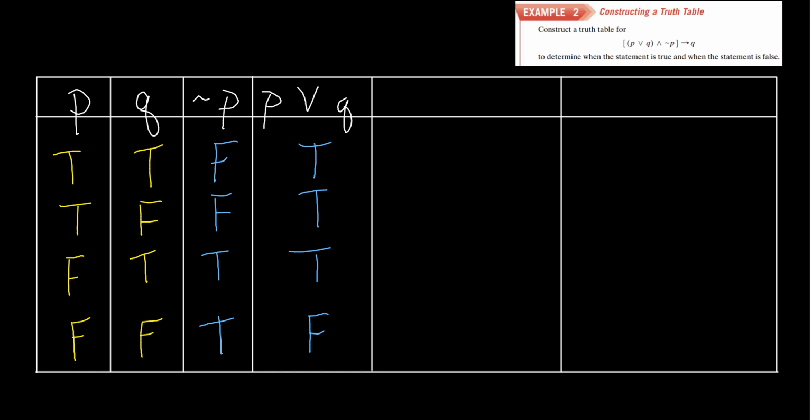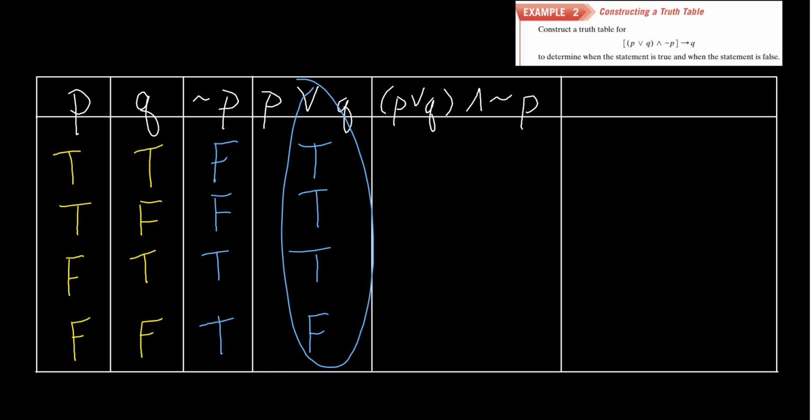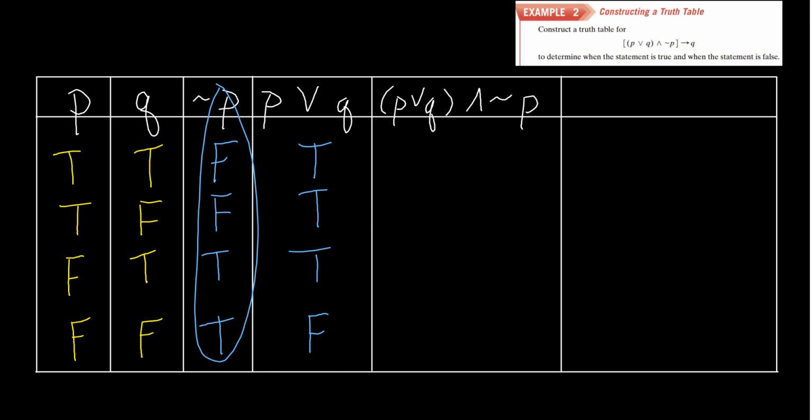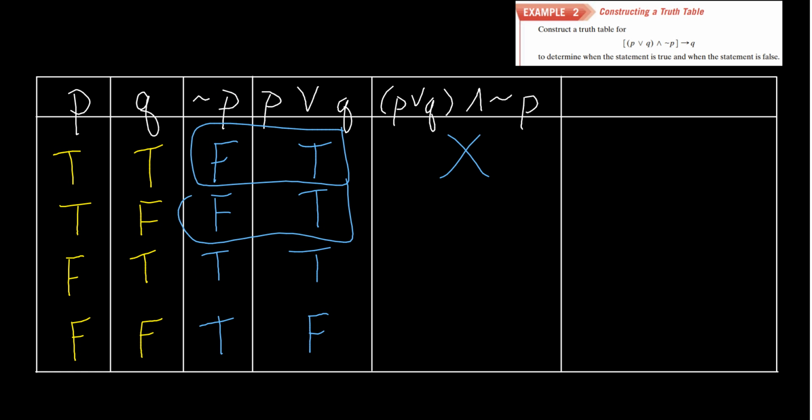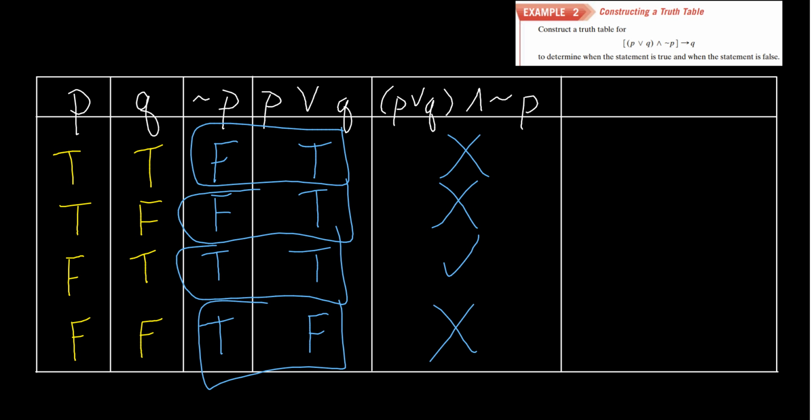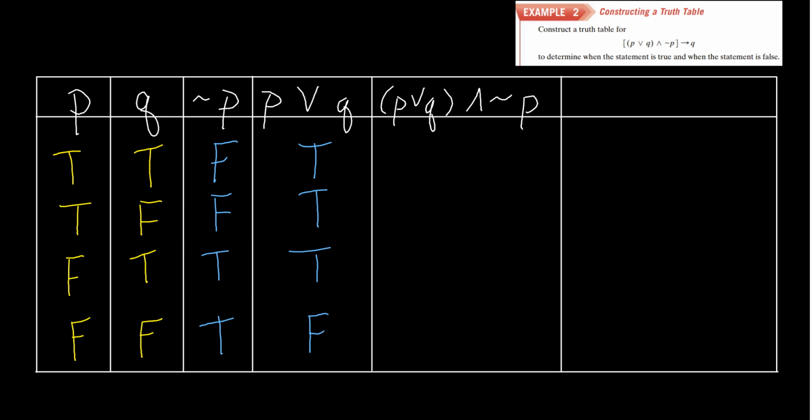And then let's do the P or Q and not P. So if you recall, for P or Q and not P, we're going to look at this column for the P or Q, and then this is for the not P. Well, in order for the and statement to be true, they both must be true. This is false, true, so that's not going to work. This is false, true, so that's not going to work. This is true, true, so that's going to work, but this is true, false, and that's not going to work, okay? They both have to be true. So we're going to put false, false, true, false. And then we can do the last statement.